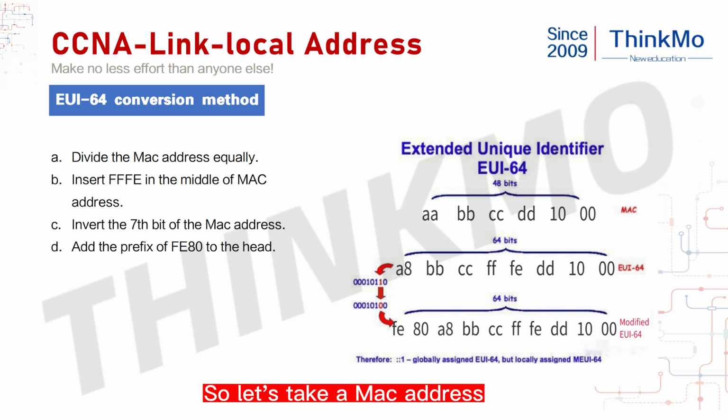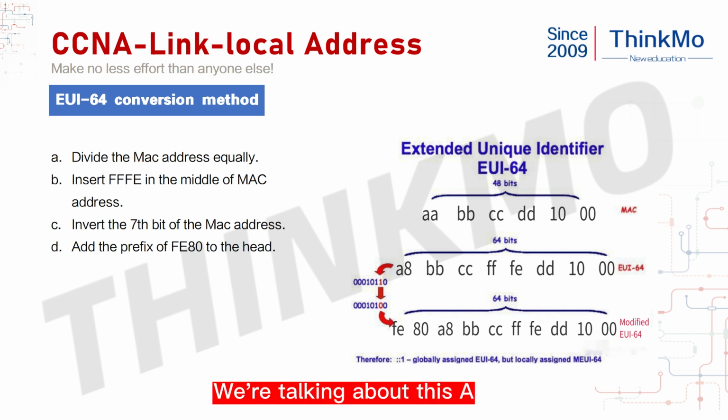So let's take a MAC address, for example, aabb.ccdd.1000. Take the MAC address and bisect it in the middle. Then there's aabbcc and ddxxxx. Leave them out and insert FFFE in the middle. And then the 7th bit in front.